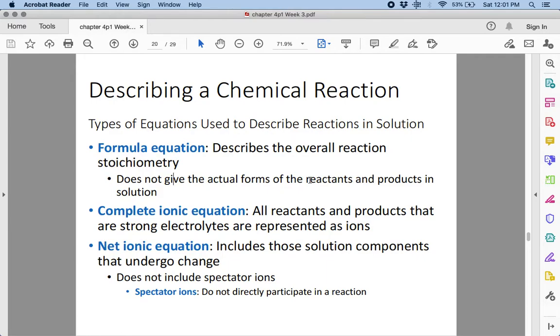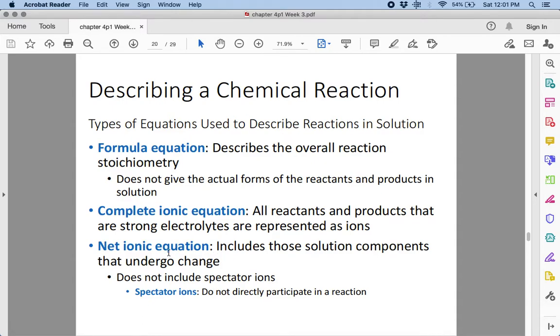It's written in that secret language where we would have to break it apart and go, I know that when I see NaCl aqueous, what that really means is Na plus aqueous plus Cl minus aqueous. Then we have the complete ionic equation, and this is where we break up that secret language and we write it out in full ions, all the ions that are present. And then lastly is the net ionic equation.